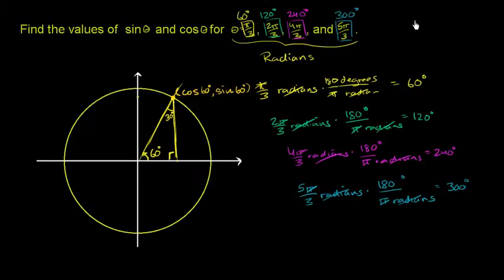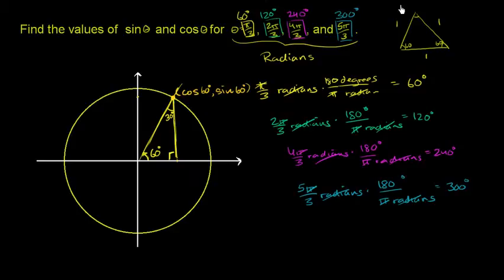If we have a triangle, let's say an equilateral triangle that looks something like this. In an equilateral triangle, all the sides are equal. Let's say all the sides have length 1. We know that all the angles are going to be the same, and they're all going to be 60 degrees.